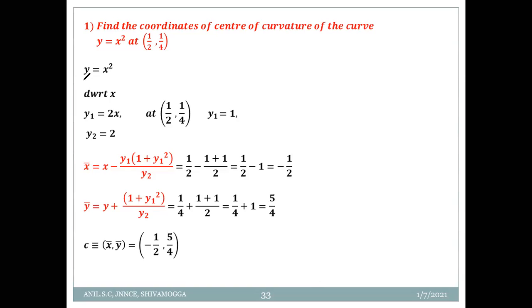Y is equal to x square. Now differentiate with respect to x. Derivative of y is y1. Y1 is equal to the derivative of x square, which is 2x.